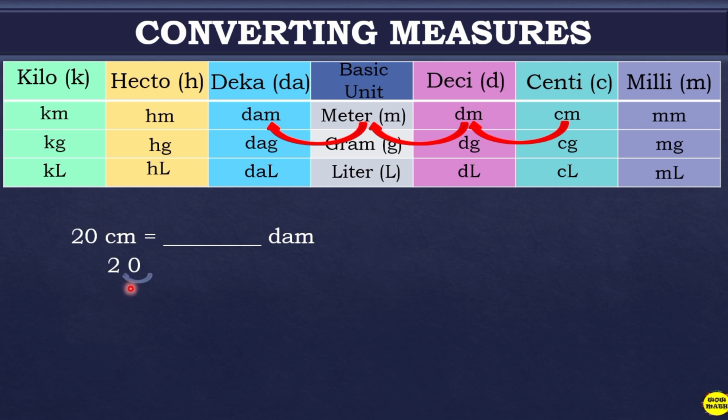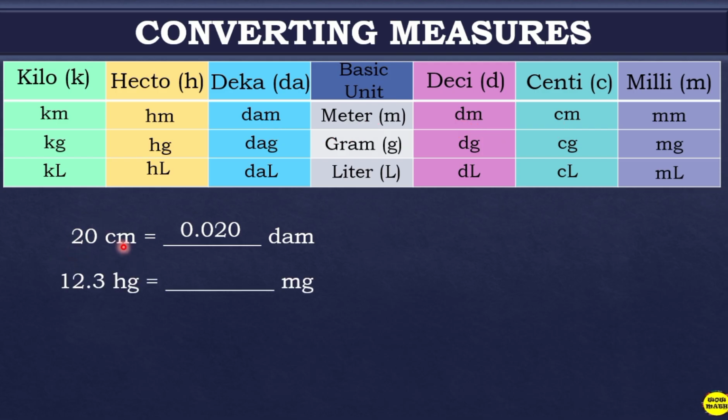Okay, so 1, 2, 3. Meron tayong space dito, so maglalagay tayo ng 0. Okay, at kapag 0 ang nasa unahan, lagi tayo maglalagay ng decimal point at 0 sa dito. So, the answer is 0.020 decameter. So, we have 0.020 decameter sa 20 centimeters.